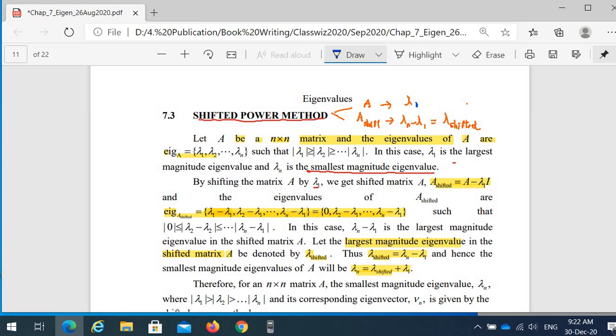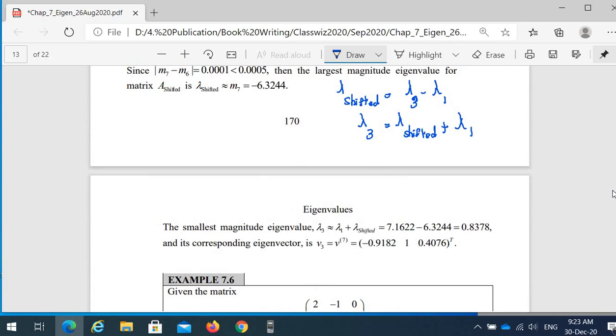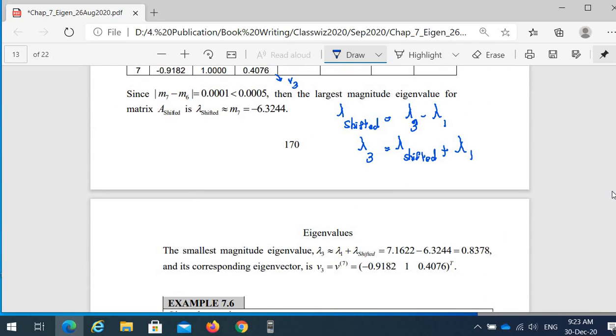However, when A is shifted, the eigenvalues of A, lambda 1, lambda 2, up to lambda n, when A is shifted by lambda 1 unit, its eigenvalues are also shifted by lambda 1 unit. So in this case, lambda 1 minus lambda 1 will get 0. Hence, lambda n minus lambda 1 will be the maximum. So the lambda shifted you obtain is actually lambda n minus lambda 1. For this case, we got 3 eigenvalues only, so the lambda shifted that we obtain is actually lambda 3 minus lambda 1.